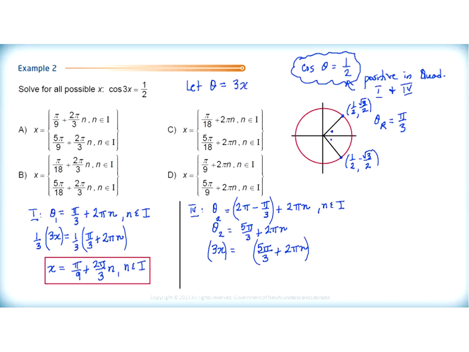Then we have to multiply both sides of our equation by 1/3 to solve for x, where x is equal to 5 pi over 9 plus 2 pi over 3n, where n is a member of the set of integers. So this represents another solution for this equation, which corresponds with A as the multiple choice answer.